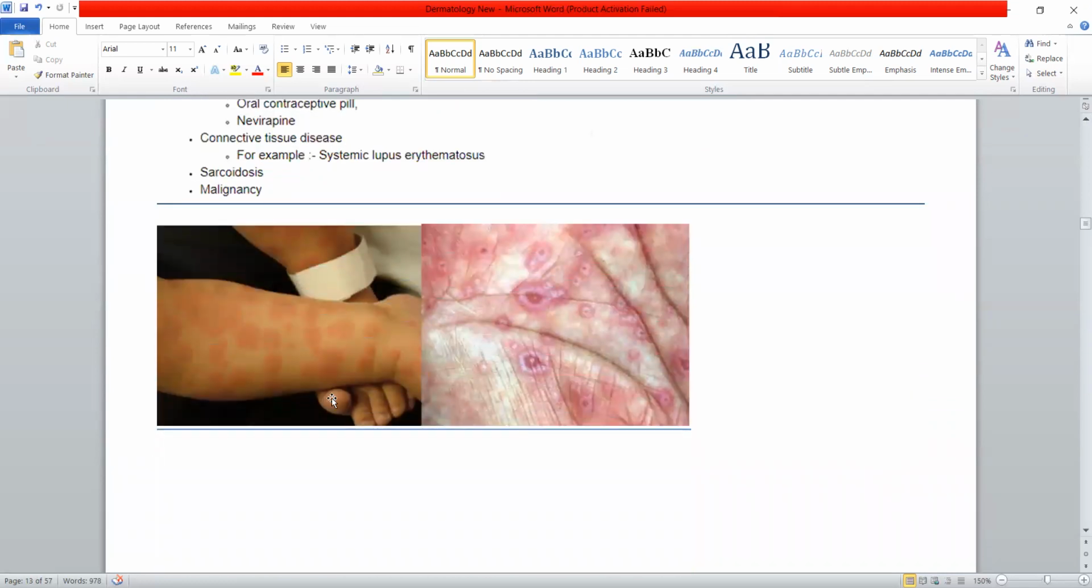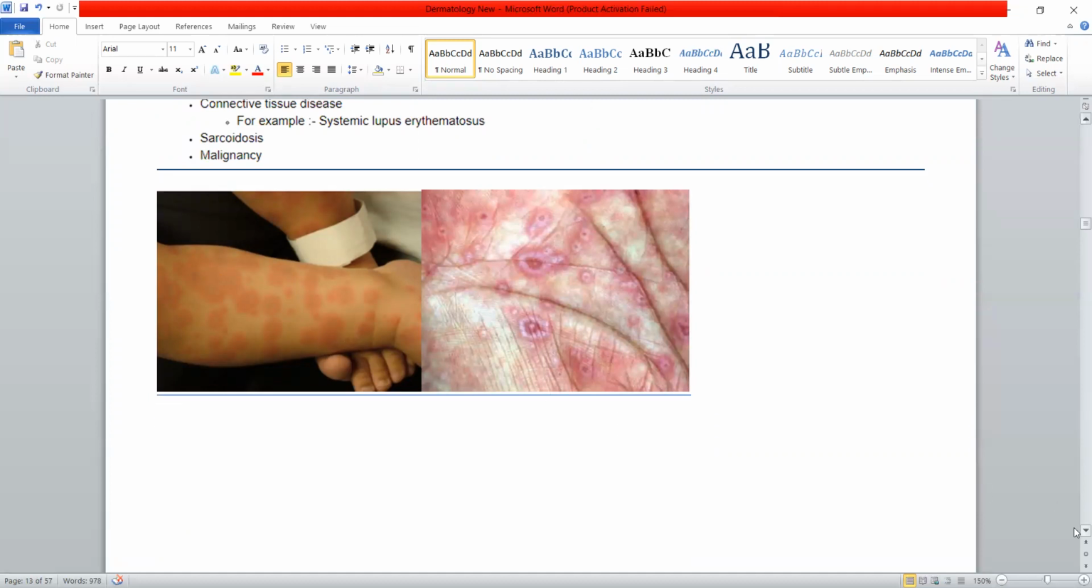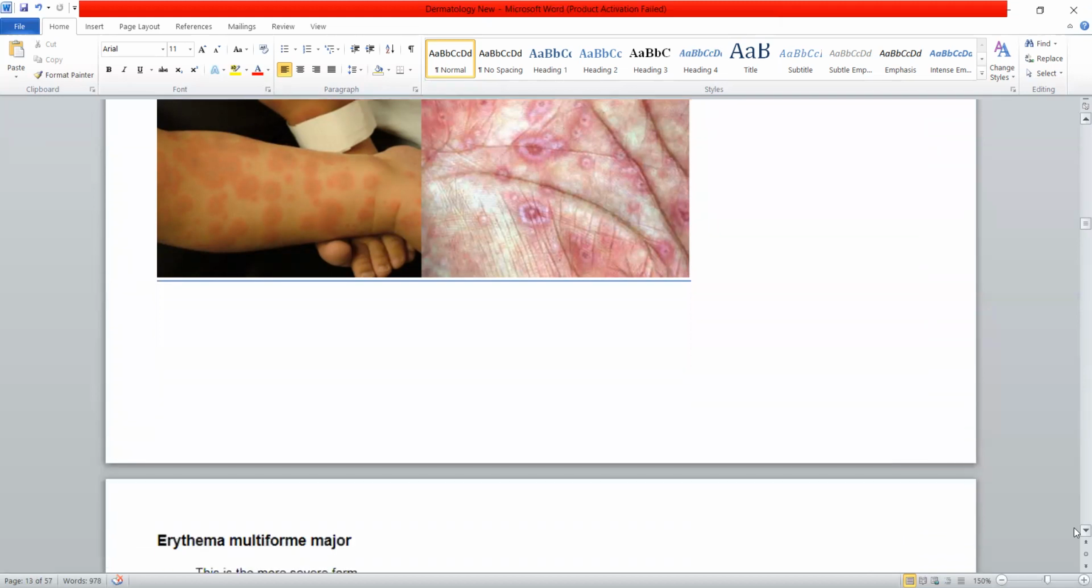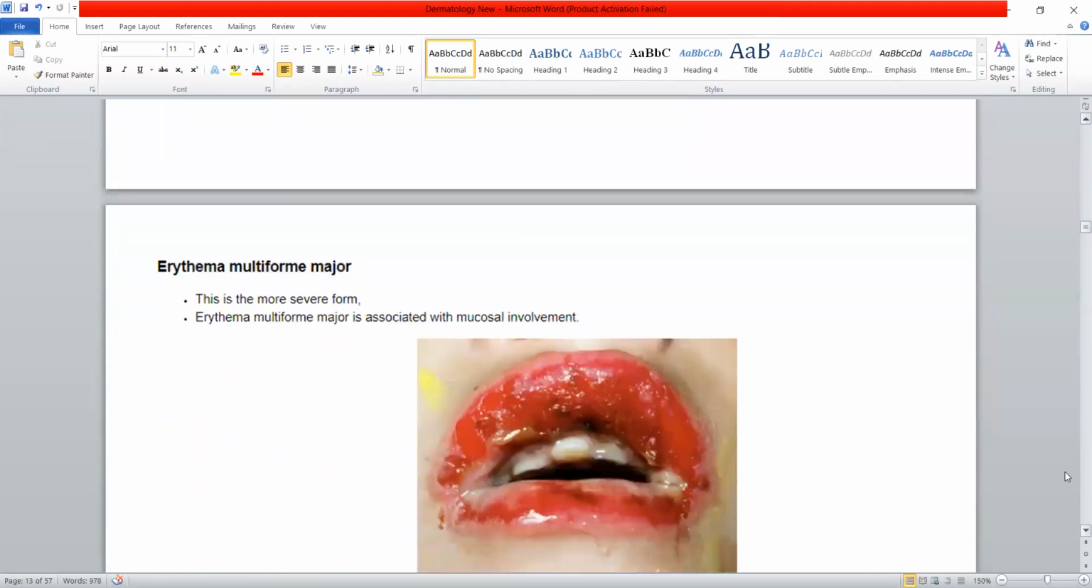You can see in this diagram the target lesions. See, this is a target-like lesion. This is a target-like lesion. This and all these as well. They are just like a target, and you can see that some of the target-like lesions are small, some are large, some are very small. So that's why it is called erythema multiforme. A target-like lesion that starts on the back of the hands and feet and then spreads to the body is erythema multiforme.